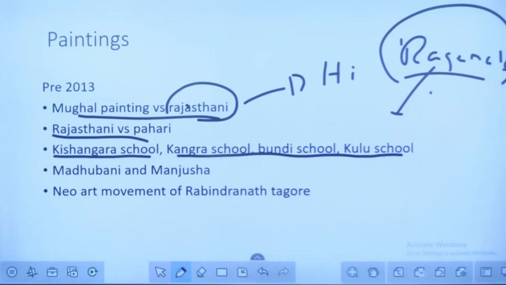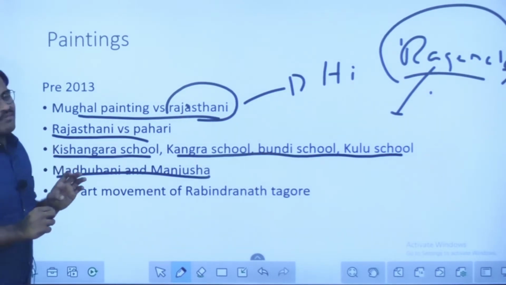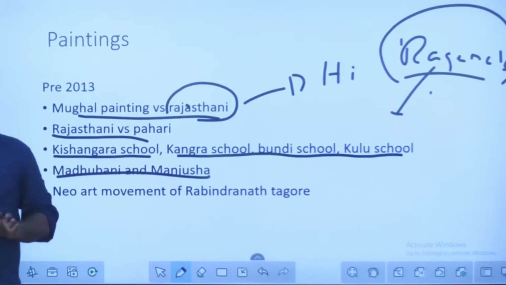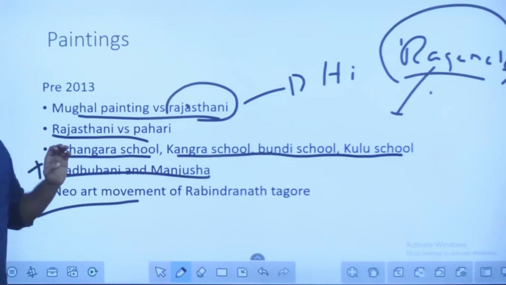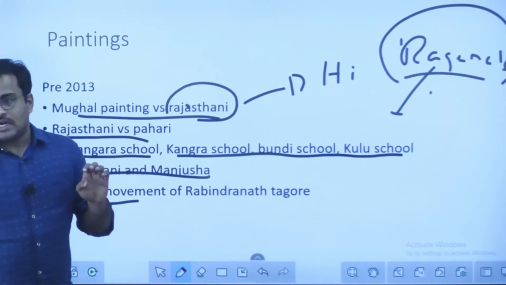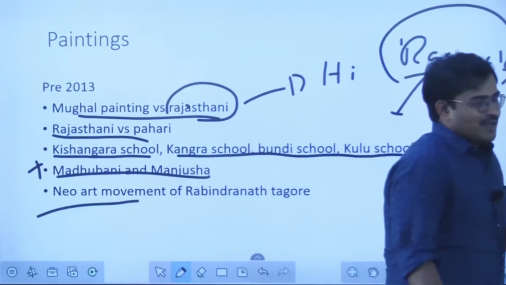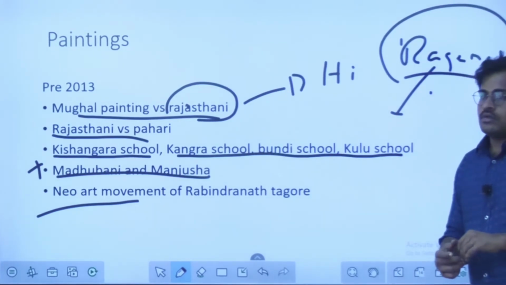Then some folk painting traditions they also asked once, but it is very long ago, Madhubani versus Manjusha. But not very important. Now it is not possible. So neglect folk paintings. I don't expect a question from them. Then they asked a question on the neo art movement of Rabindranath Tagore too. See, they were asking questions on modern culture even before.